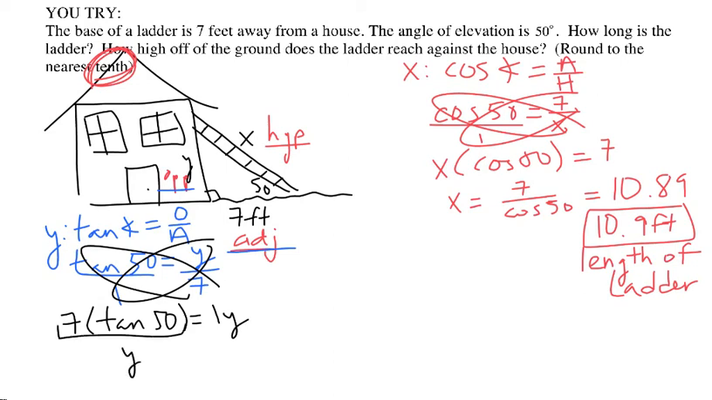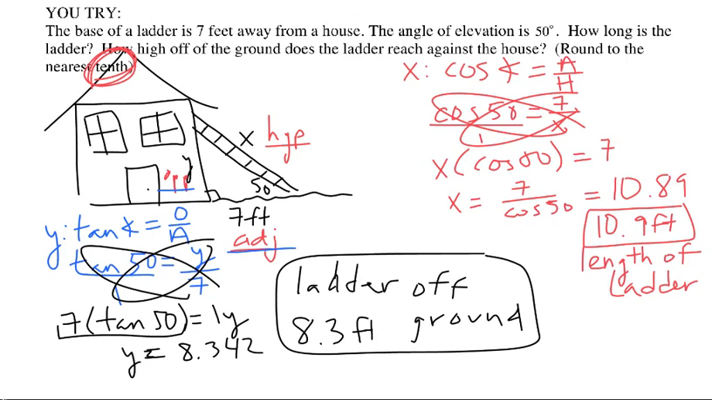So y itself, sorry, that was a little sloppy there. Y ends up being 8.342. So when I round that then, I get 8.3 feet when I go to the nearest tenths place. So this is how many feet it is off of the ground where it's leaning up against the house.